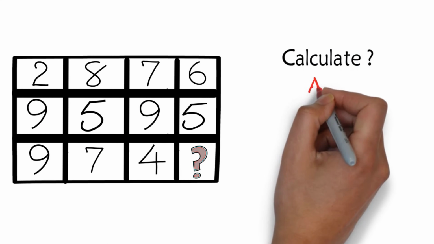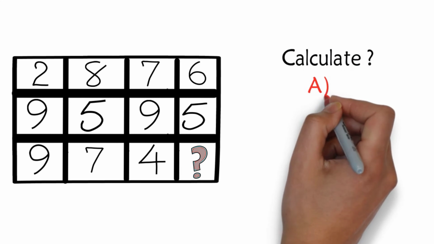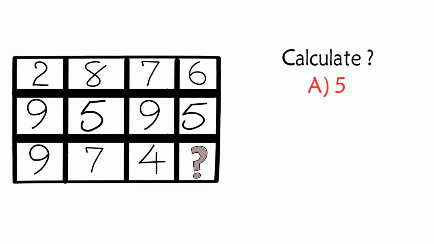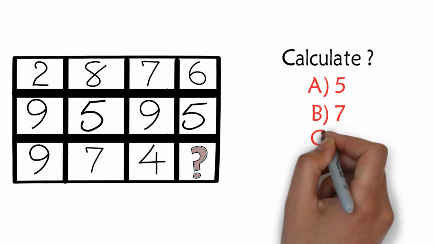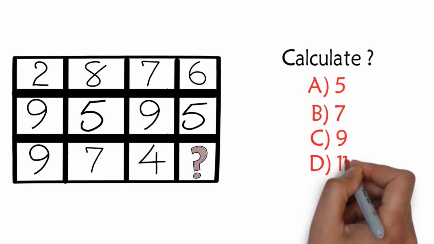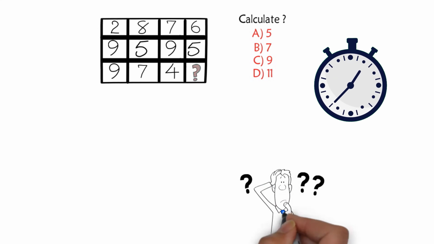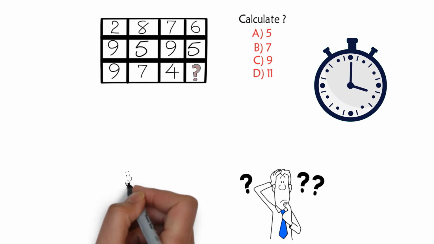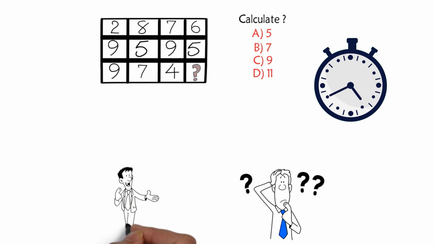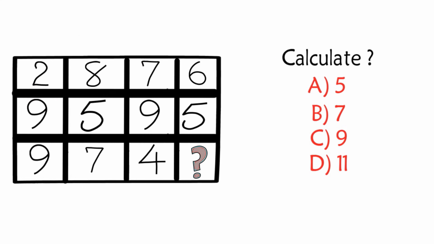You can choose from one of 4 different choices. Choice A, 5, choice B, 7, choice C, 9, and choice D, 11. Do you think you can come up with the answer? Give yourself 5 to 10 seconds. This is about as much time as you will get on the test. Let's continue to see how we can get to the correct answer together.